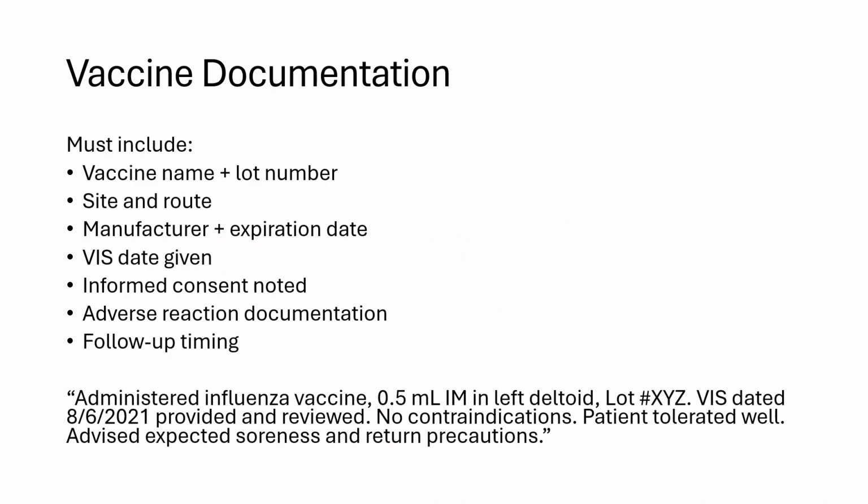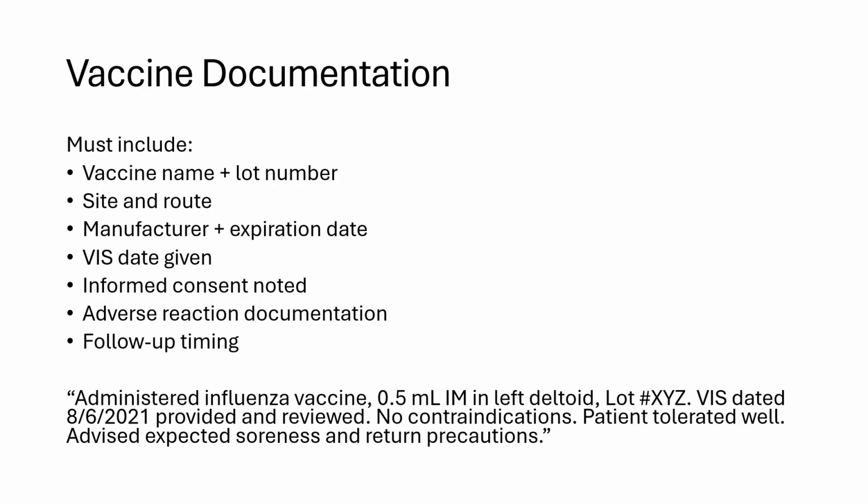Okay, so for vaccine documentation, we need to make sure to have the vaccine name. So for example, influenza, Fluzone, and the lot number. The reason we need the lot number is for tracking in case of recall or adverse events. You want to document the site, for example, left deltoid and the route given intramuscular or sub-Q, the manufacturer, and the expiration date. This ensures the vaccine is approved and not expired. The vaccine information statement. So again, this does need to be provided to the patient.